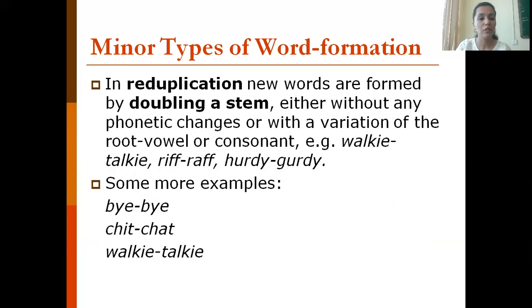In reduplication, new words are formed by doubling a stem, either without any phonetic change or with a variation of the root vowel or consonant. For example, riff-raff, walkie-talkie. Some more examples: bye-bye, chit-chat, and others. So this was the last type of word formation that we have just looked through together.